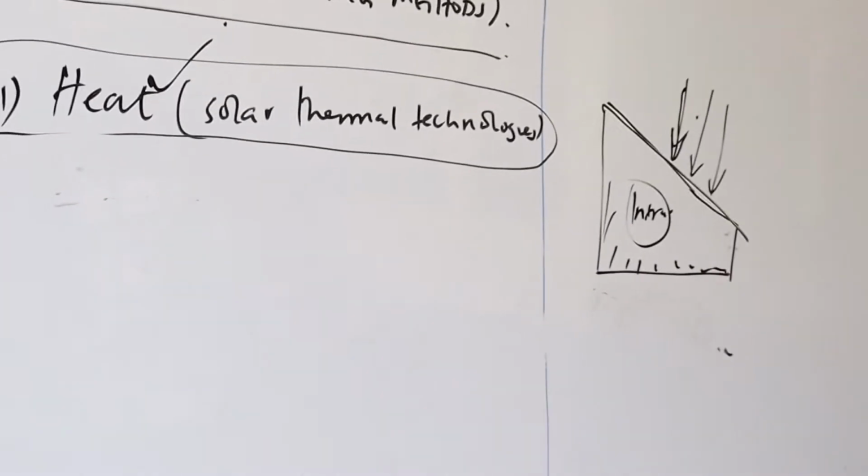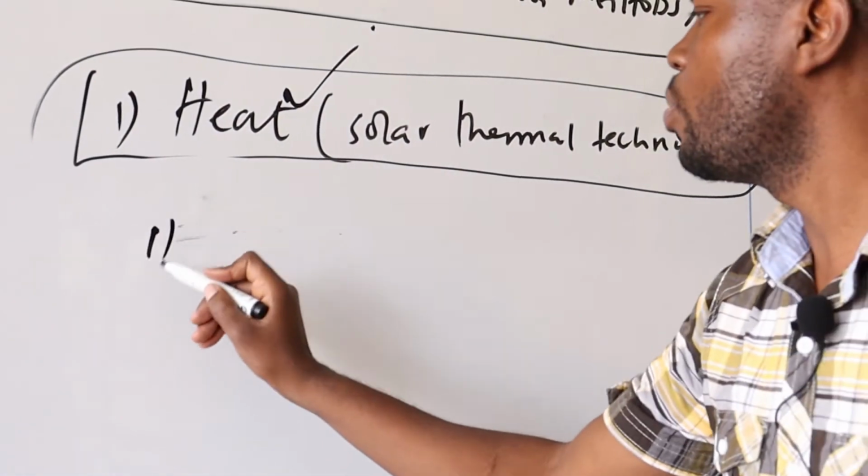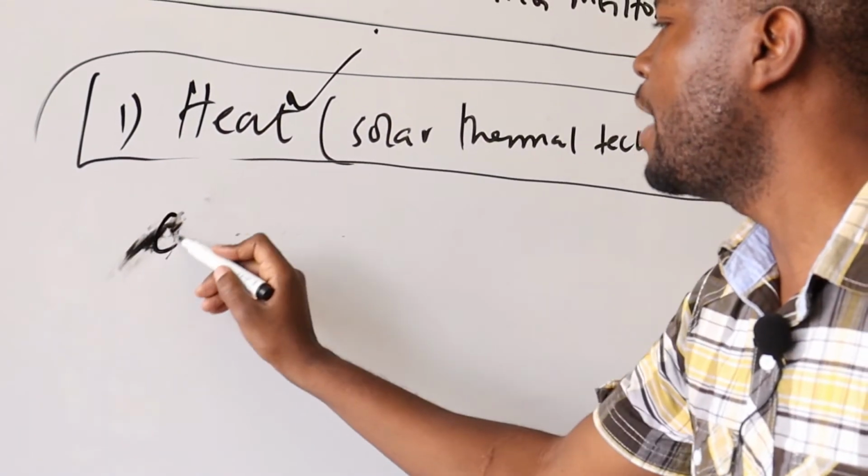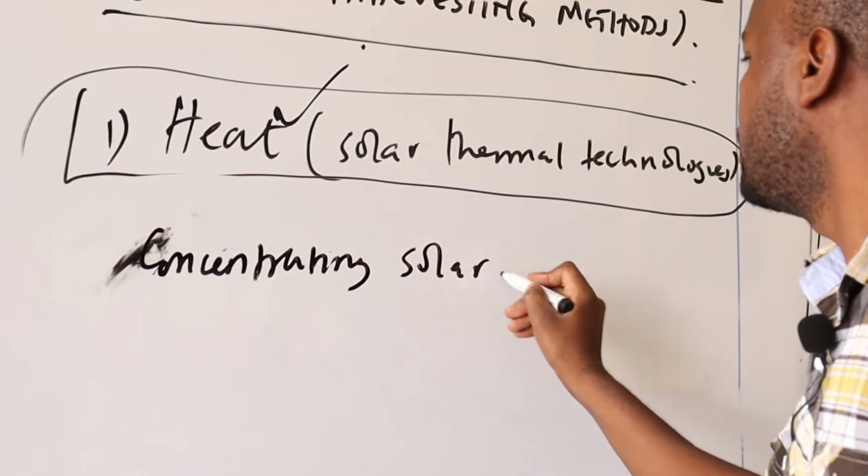And this can be achieved majorly by concentrating solar energy. So we can talk about concentrating solar energy.